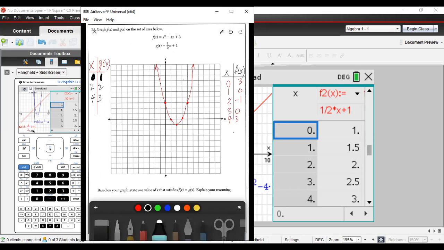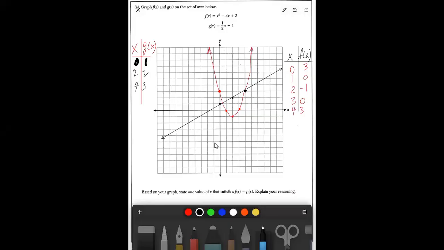Okay, and so now I'm just going to plot these. 0, 1 goes right here. 2, 2 go over 2, up 2 right here. 4, 3 go over 1, 2, 3, 4. And notice these 2 points right here are on both of the graphs. That's an important point to notice. Now I'm just going to take a ruler and try to draw the straightest line that I can through those points, put some arrows on it. There we go. So that's what my graph looks like.